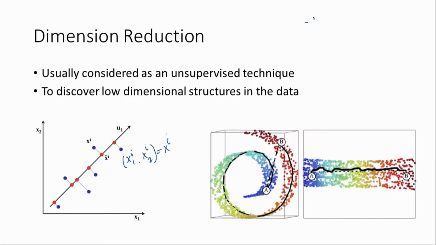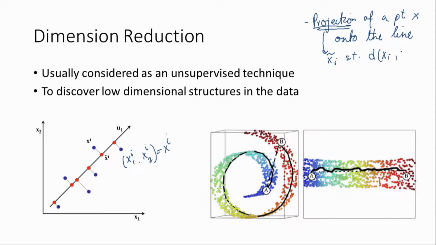So there are a lot of assumptions we took in here. We said that we are going to take the projection of a point x onto the line. So what is this projection? We define it as: choose a point on the line, we are calling it xi tilde here, such that some distance between xi and xi tilde is minimum, and xi tilde lies on the line.